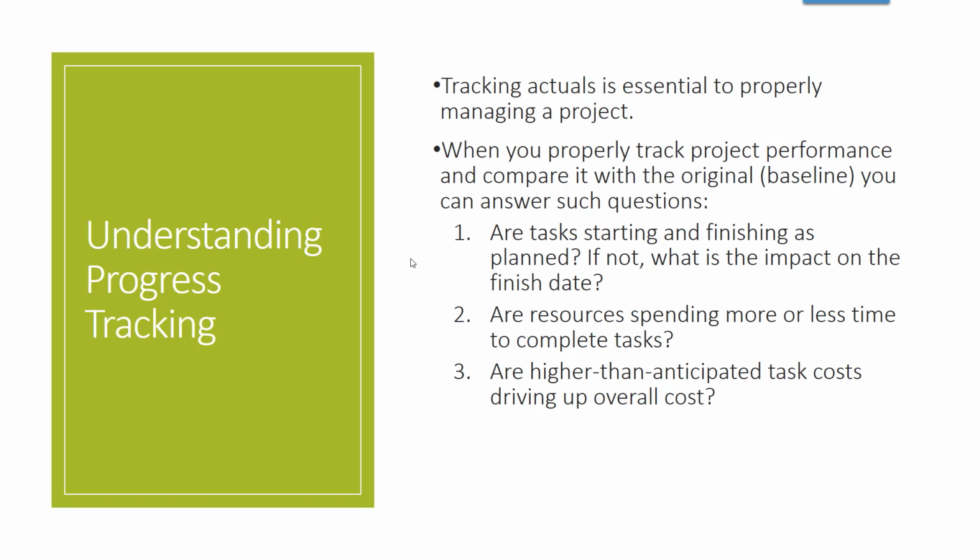2, are resources spending more or less time to complete tasks? Particularly when they're spending more time than allocated, why is that happening? Is the plan wrong? Do we need to update it and more accurately reflect how much time they're spending on things? 3, are higher than anticipated task costs driving up overall cost?